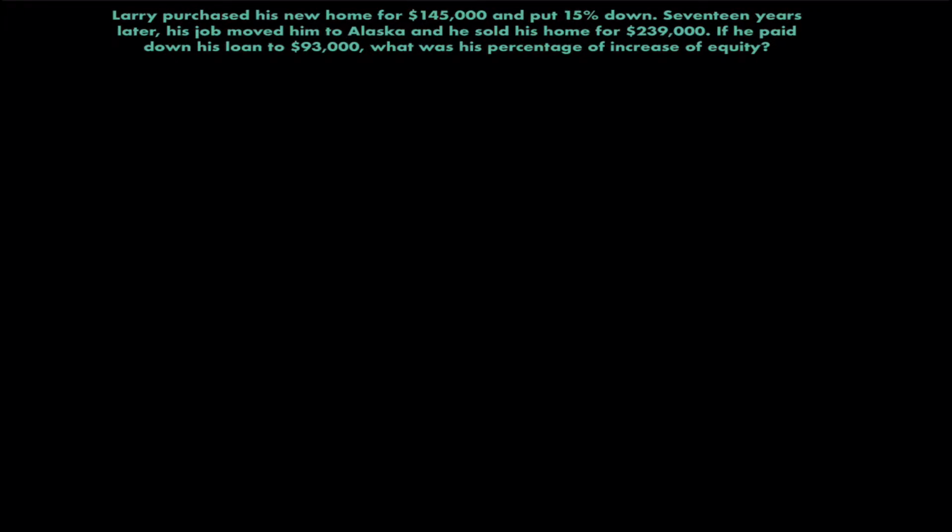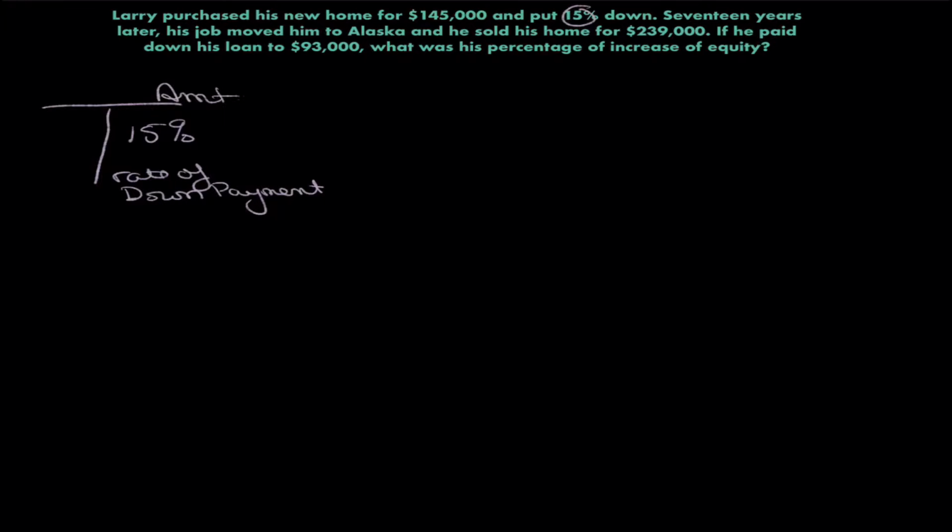So we know our first step is to make a T-bar. And the first rate we come to is this 15%. 15% was the rate of down payment, which means up top I'm writing amount of down payment. And you're comparing this down payment to the sales price.